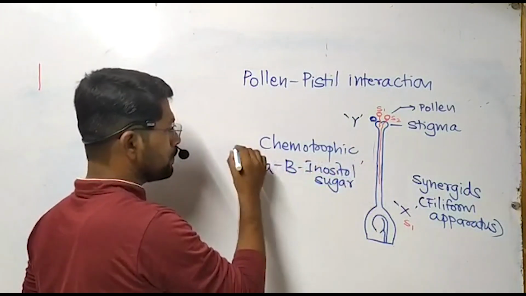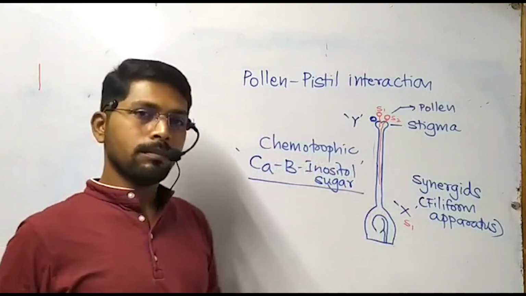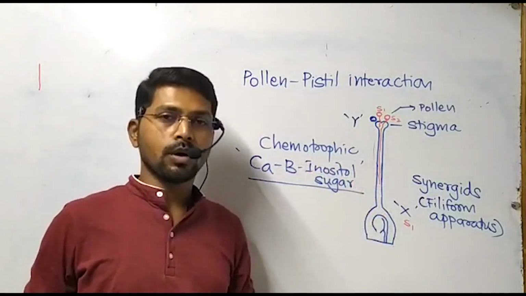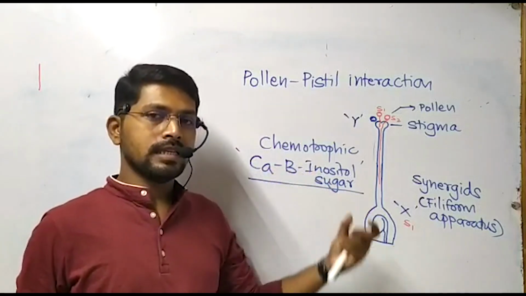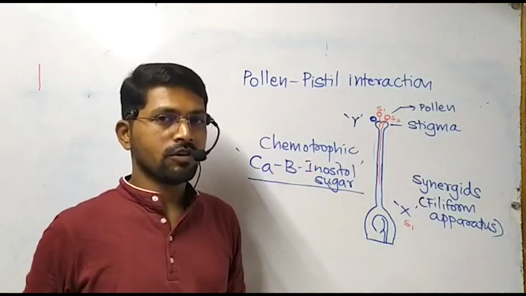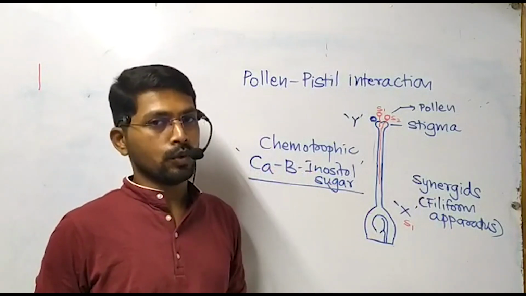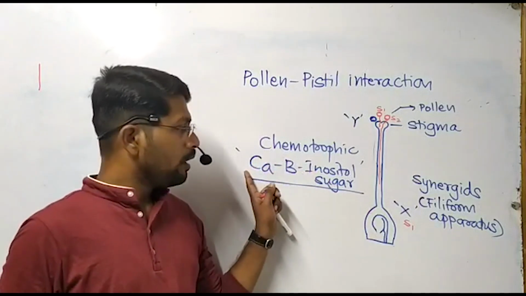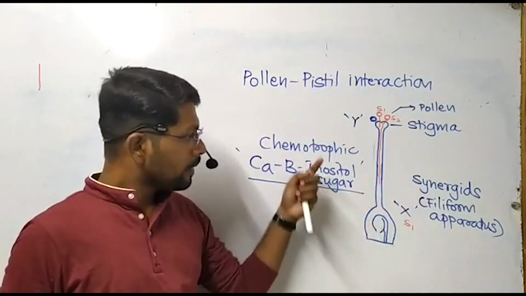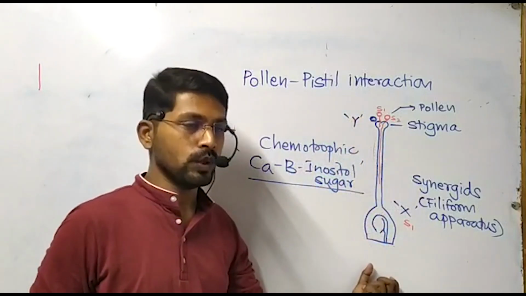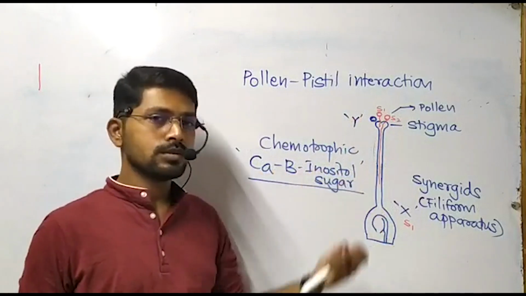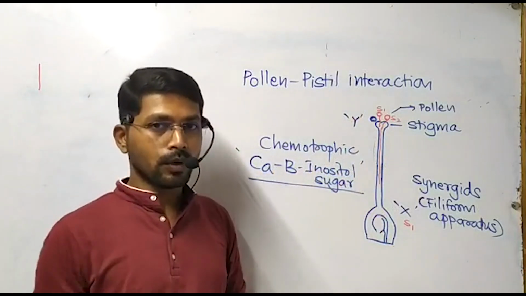So this part is very important. You have to remember this because this can be asked in your competitive exams like NEET. So calcium and boron, these elements are very important for a pollen to germinate and to form the pollen tube. And along the gradient, the pollen tube is running through the stigma towards the ovary and ovule. So calcium, boron, and inositol sugar concentration is very important.